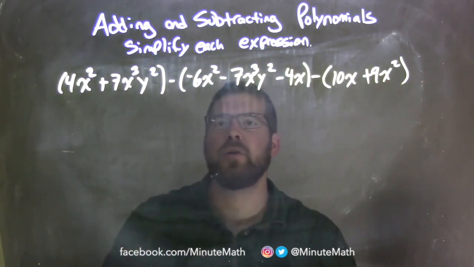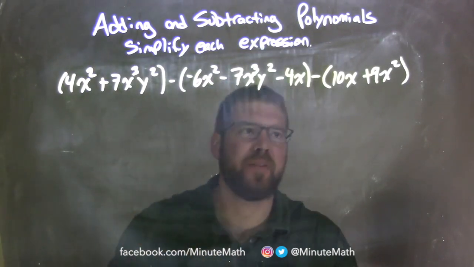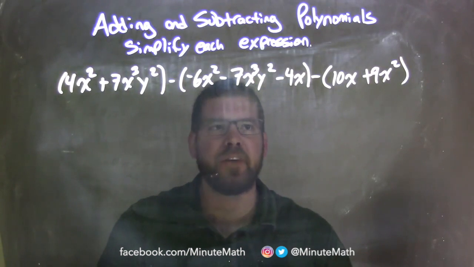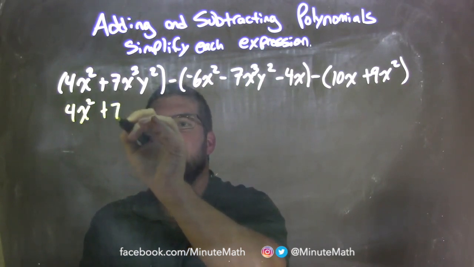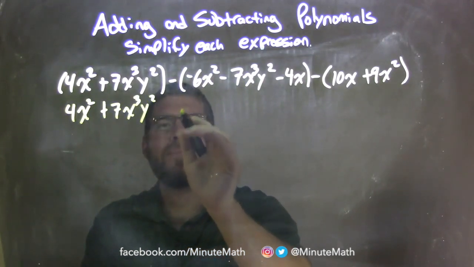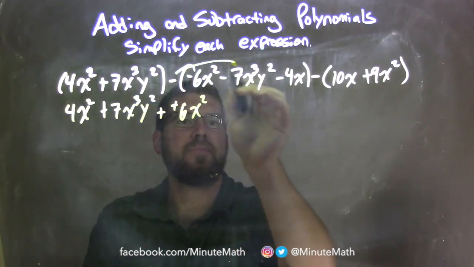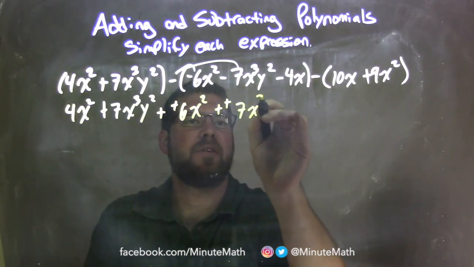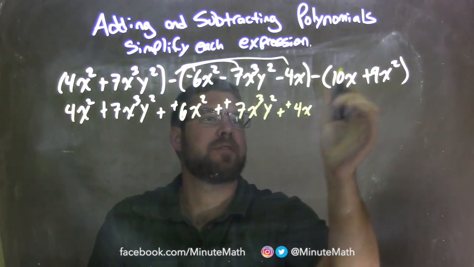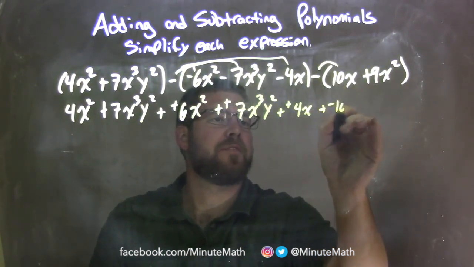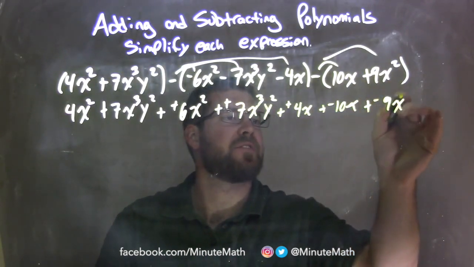All right, first thing I want to do is look in each parenthesis. Can I simplify anything? Okay, no I can't. There's no like terms in each set of parentheses. Okay, so now I want to make everything be added negative and distribute my subtraction signs throughout each parenthesis. So here, there's no negative, so we have 4x squared plus 7x to the third times y squared. Distribute that minus sign: plus positive 6x squared plus a positive 7x to the third y to the second, plus a positive 4x. Now we distribute the next one, adding a negative 10x, and then adding a negative 9x squared here.